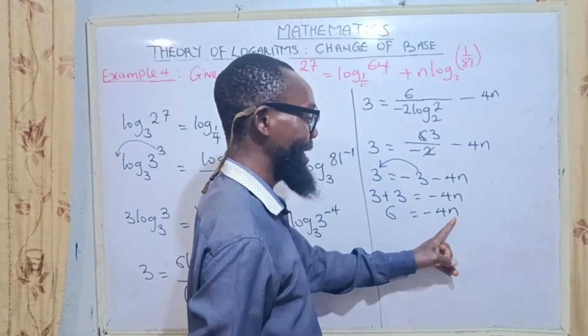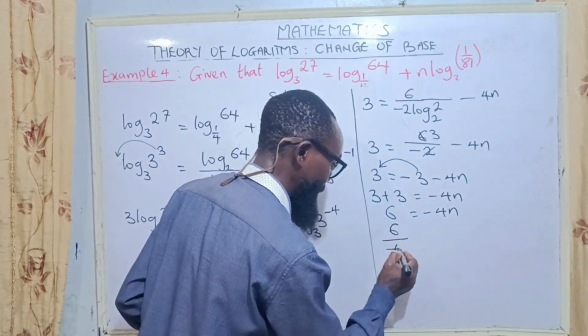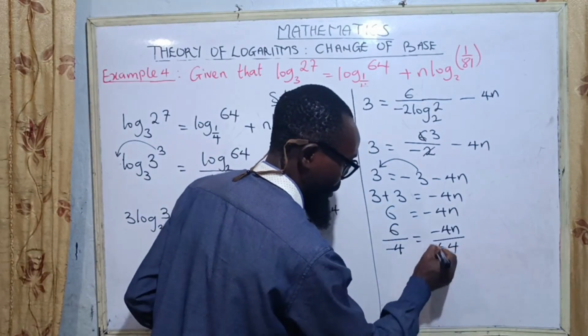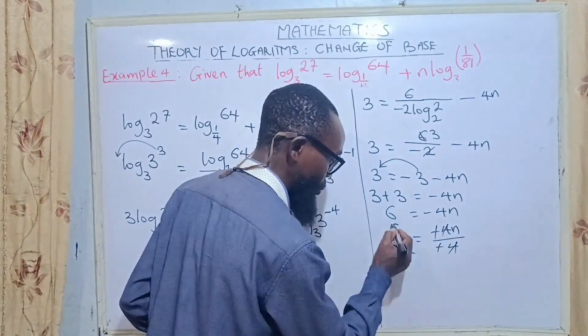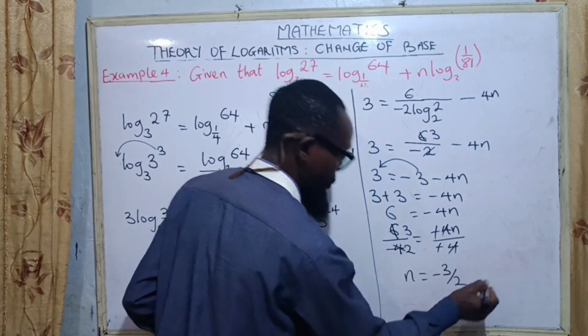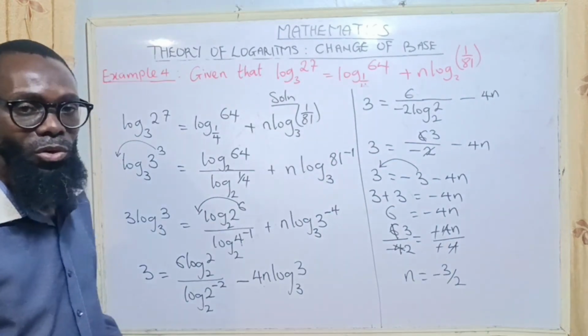Since I need my n, I have to divide both sides by minus 4. 6 over minus 4 is equals to minus 4n over minus 4. So 4 cancel 4. 2 here, 2. 2 here, 3. So n is equals to minus 3 over 2. So the value of n equals to minus 3 over 2.